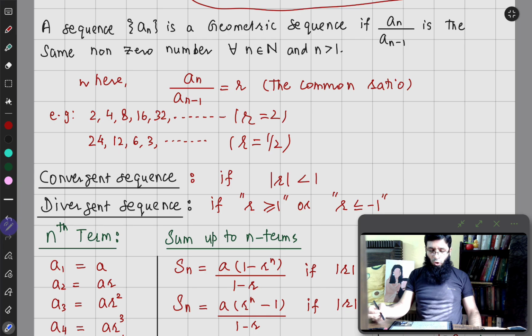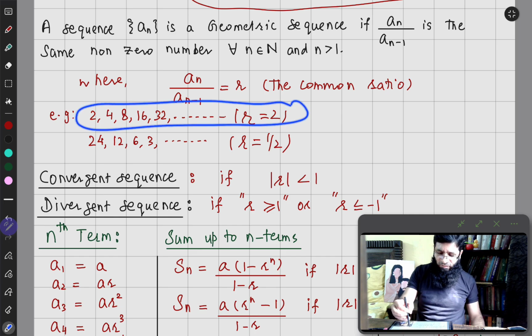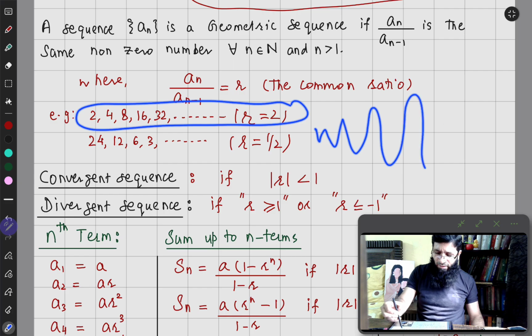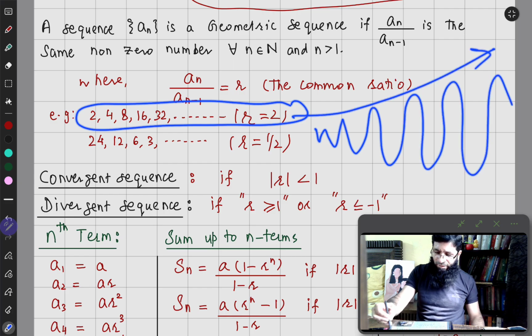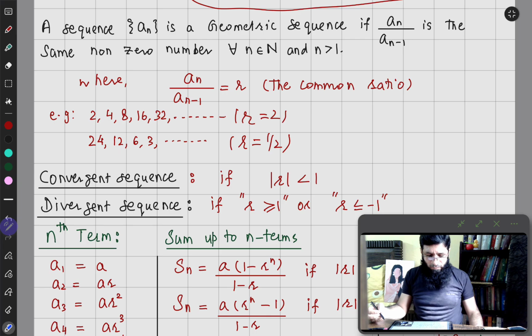But sometimes the common ratio is greater than or equal to 1, and sometimes it will be less than or equal to -1. That will be a divergent sequence. Now this is a divergent sequence. This is the type of sequence in which each term is greater than the previous term. So it is diverging. So there are two types of geometric sequence: convergent sequence and divergent sequence.